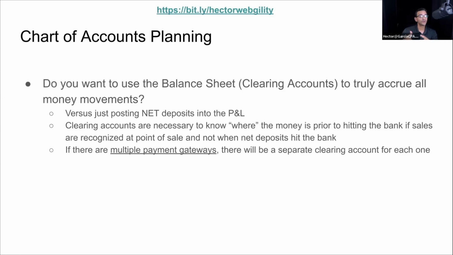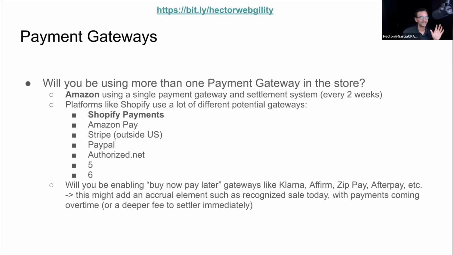And if you want to track any of that, you have to use your balance sheet. You have to use your clearing accounts, and you have to have a separate clearing account for each of these payment gateways that you have. Particularly if you have multiple payment gateways, let's say you're receiving money through PayPal, Stripe, Shopify Payments, Amazon Pay, that sort of thing. Each of these payment gateways has to be a separate clearing account on the balance sheet and has to be reconciled separately, which is why e-commerce accounting is not so easy.